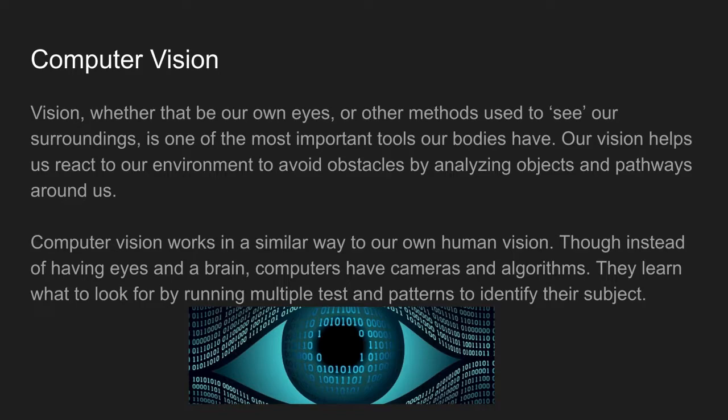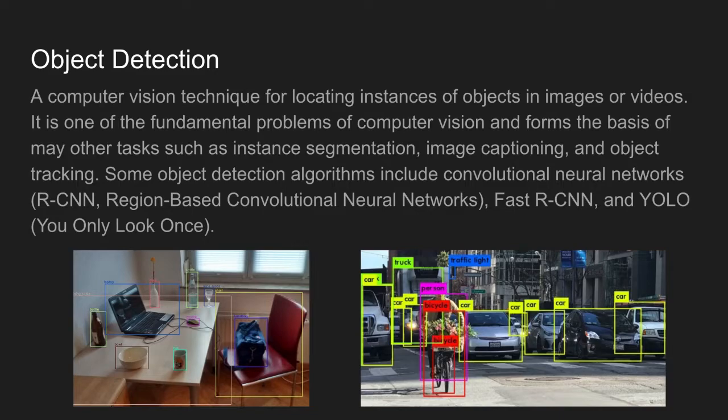Instead of a simple object, computers use image or video as input. Their sensing device could be a camera or a sensor, and their interpreting device is the computer or program that processes the input. We'll be focusing on object detection. This is a computer vision technique for locating instances of objects in images or videos. It is one of the fundamental problems of computer vision and forms the basis of many other tasks, such as instance segmentation, image captioning, and object tracking.